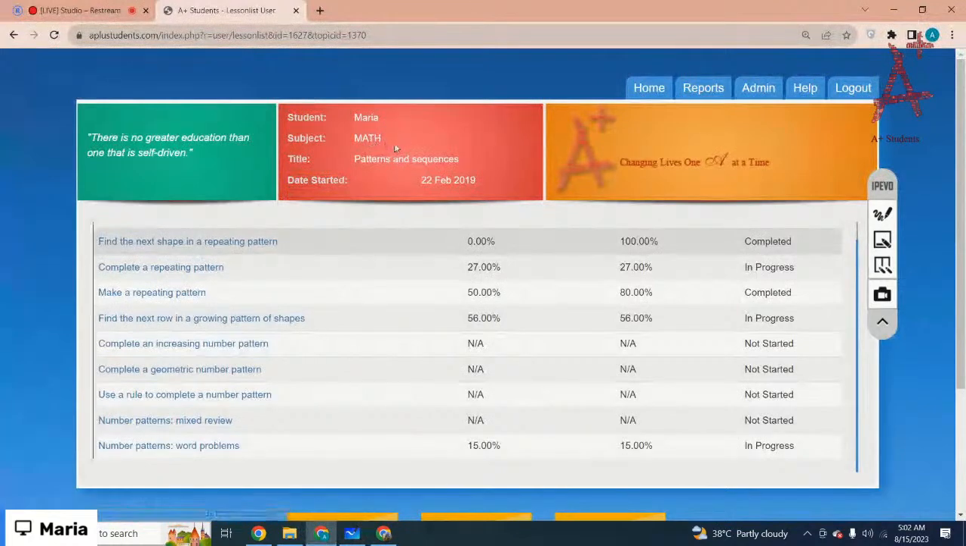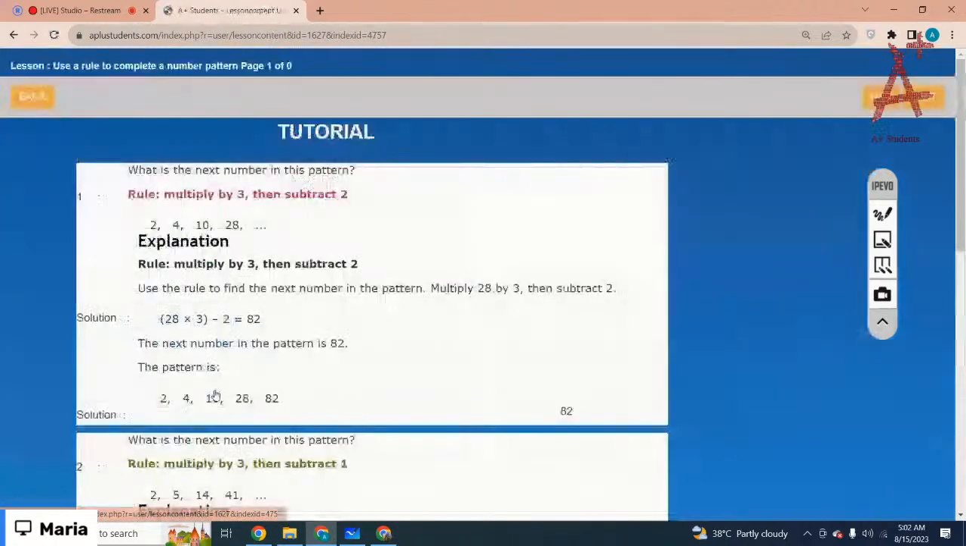Okay, here I'm on the chapter grade 4 math. The chapter we're working on is patterns and sequences, and let's start with the lesson use a rule to complete a number pattern. What is the next number in the pattern? You are given a pattern. The numbers in the pattern are 2, 4, 10, and 28. You are also given the pattern rule: multiply by 3 and then subtract 2.